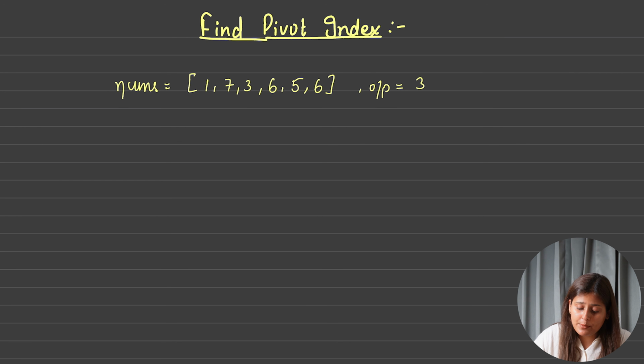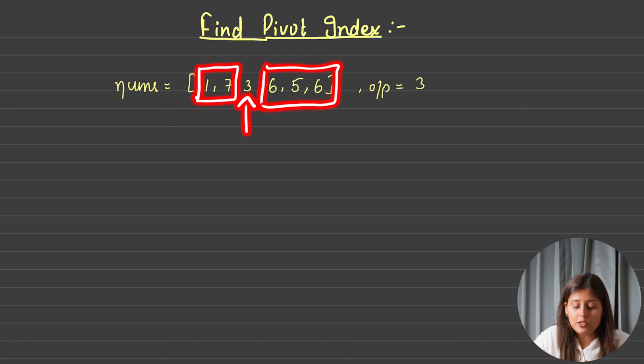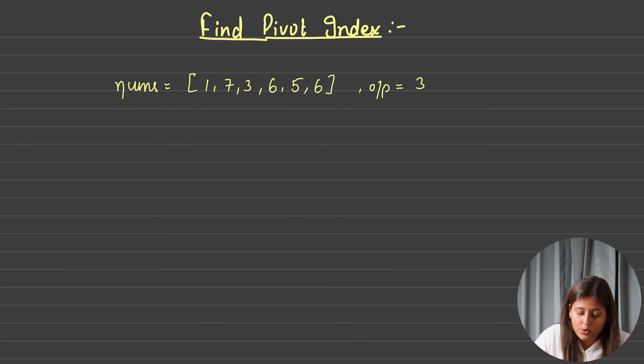Suppose I am standing at index 2, which holds 3. I have to check whether my left sum, which is 7 plus 1, 8, is equal to the right sum, which is 6 plus 6 plus 5. In this case it is not equal, so this second index, with 0-based indexing, will not be my pivot index.